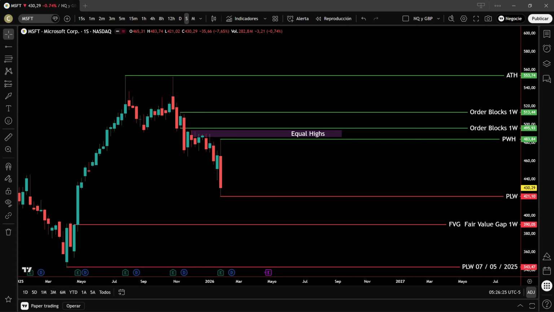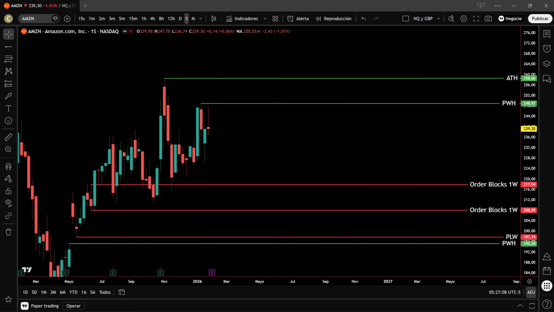Despite this pullback, the presence of institutional order blocks at 513.44 and 495.93 suggests that the long-term order flow remains constructive. Our strategy for the week will consist of monitoring price reaction at these inefficiency levels to identify potential bullish reversal points. We are switching assets to analyze Amazon on its weekly chart.